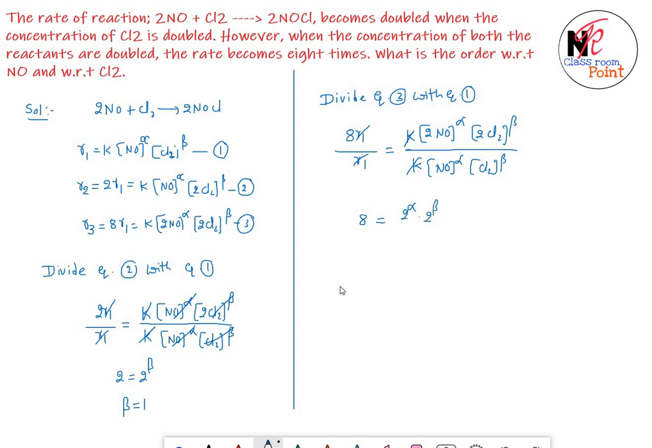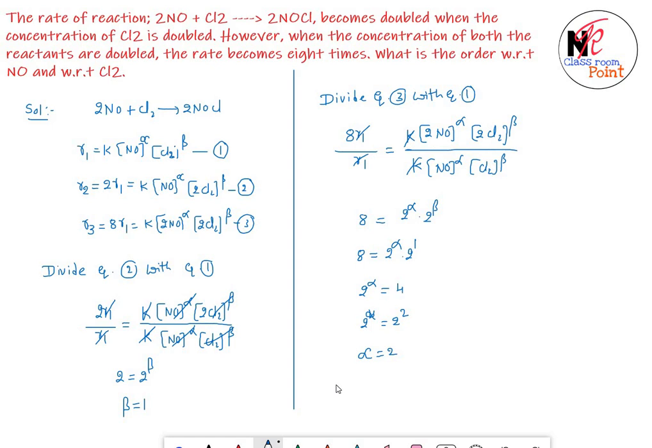But we know the beta value equals 1. So we can write this as 8 equals 2 power alpha into 2 power 1. You send this to this side, so it becomes 2 power alpha equals 4, and 2 power alpha equals 2 square. When bases are the same, we can equate the powers, so alpha equals 2.